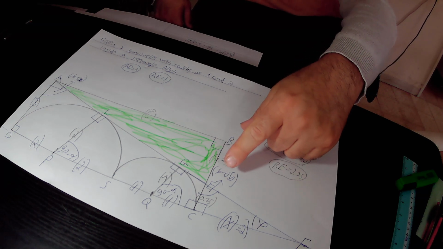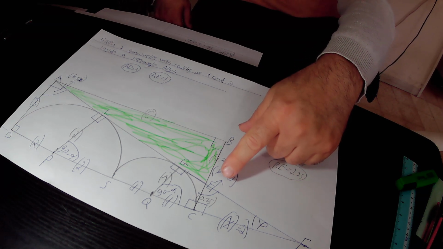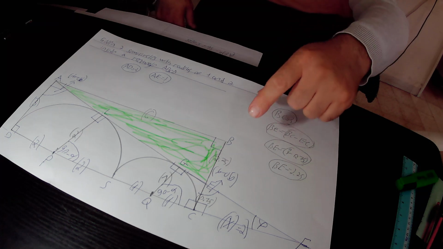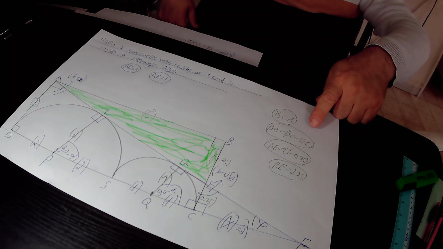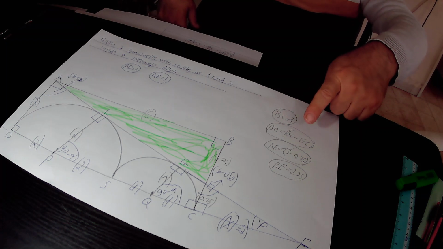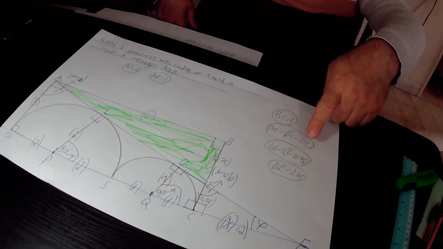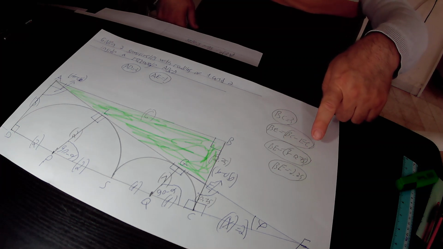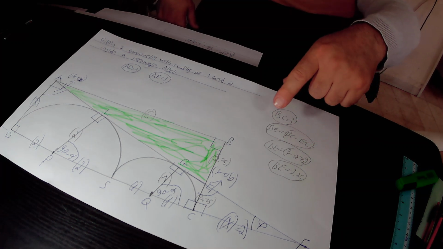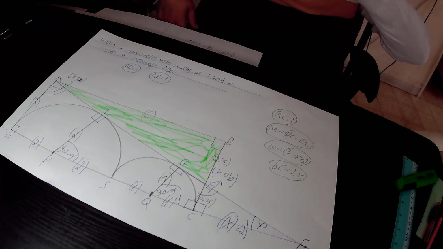What is the length of this missing line segment BE? BE equals BC minus EC. Again, BE equals BC minus EC. So BE equals BC, that is 3, minus EC, that is 0.75. So in total, BE equals 3 minus 0.75, that is 2.25. Again, BE equals 2.25 units.